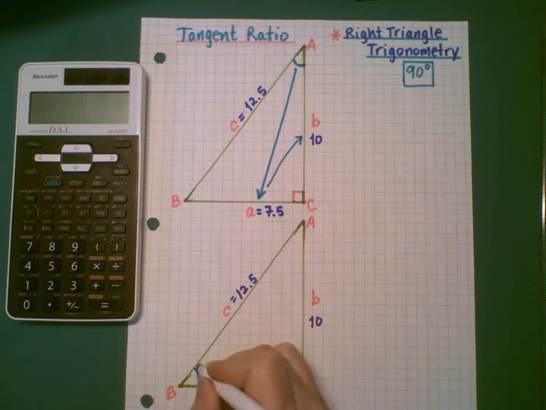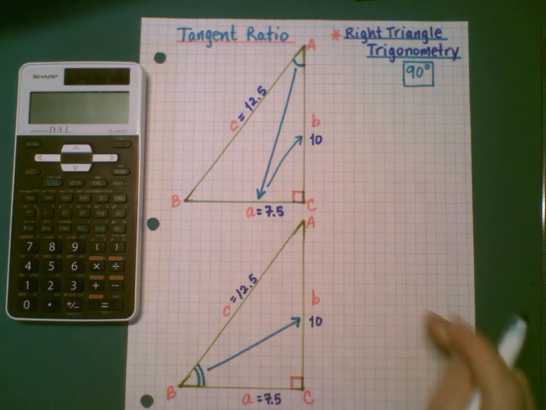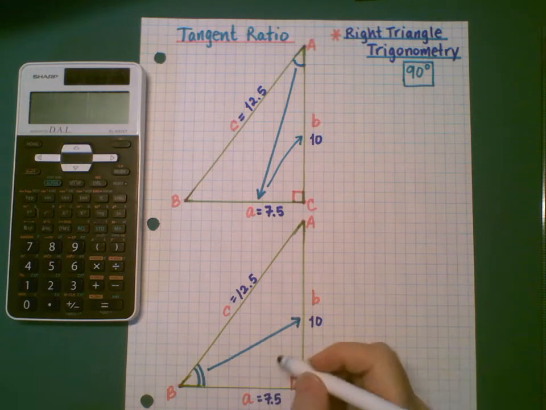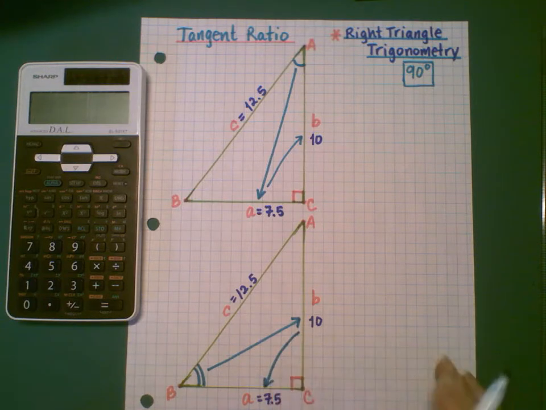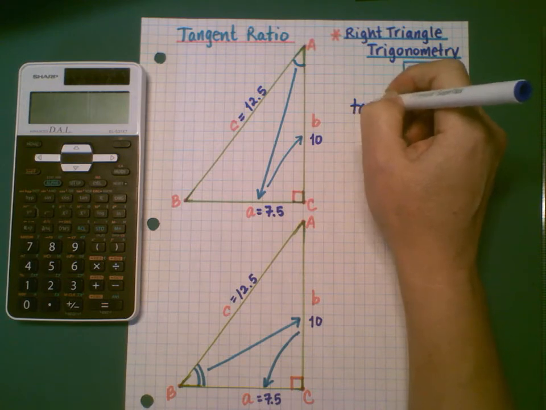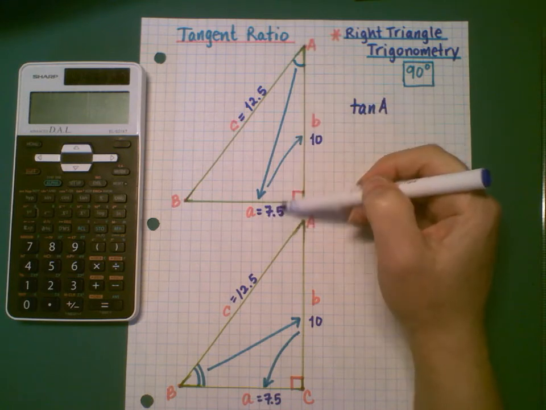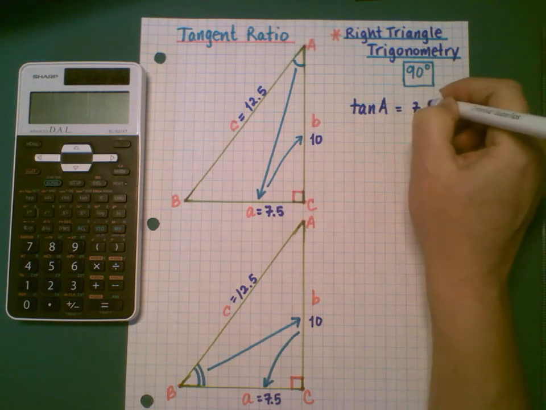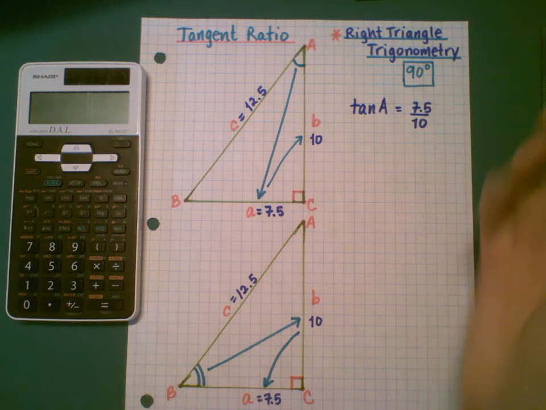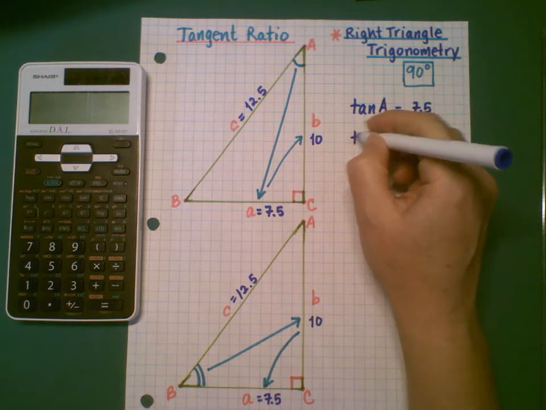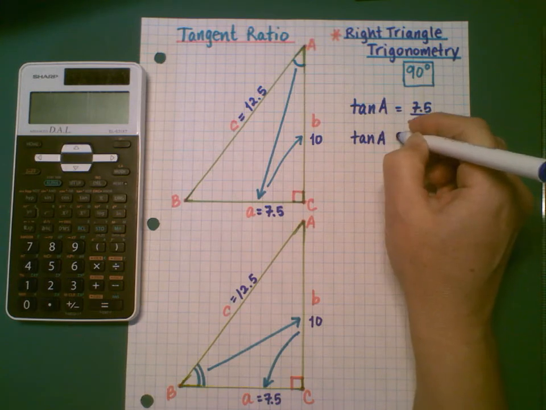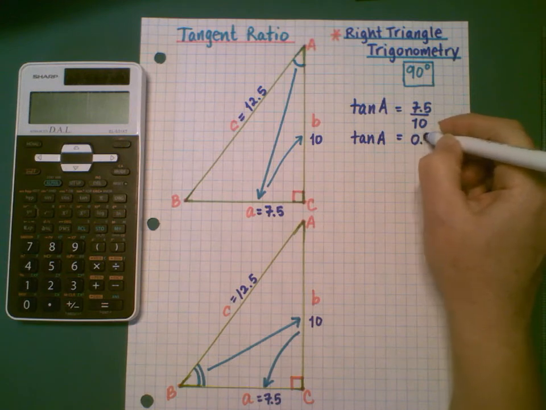If I were looking from B as my reference angle, I would look across to the side B, which is opposite, and then I'm going to compare that to A. So 10, from the point of view of angle A, the tangent is 7.5 over 10. Which as a decimal is 0.75.